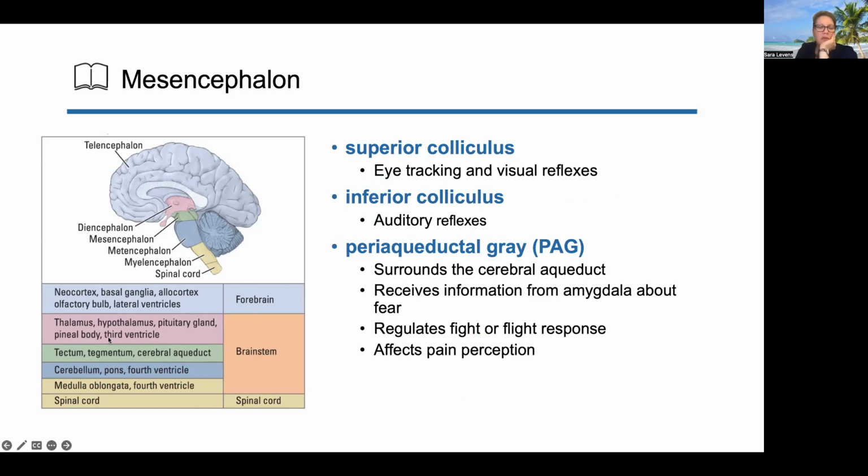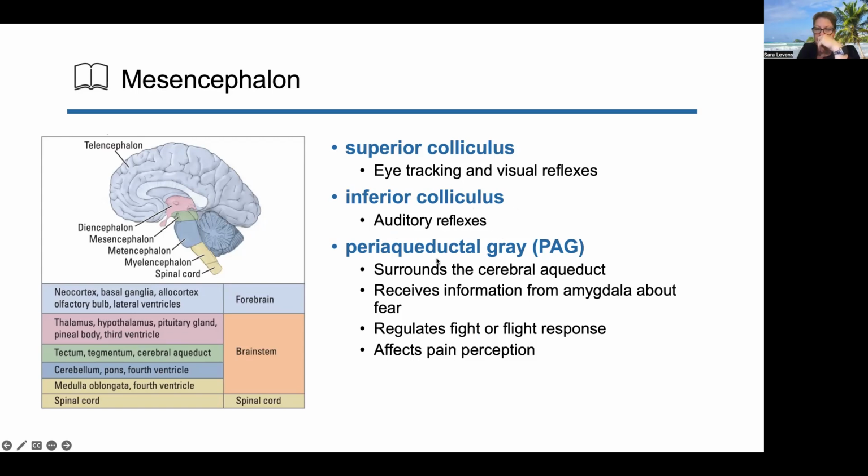Next, we're working our way through here, and we're on the mesencephalon, which is the green here. We see that this space, while not the tectum, the tegmentum, or the cerebral aqueduct, basically includes these spaces over here. So this includes the superior colliculus, which is used for eye tracking and visual reflexes, like moving suddenly to the side, squirrel, that kind of thing. And auditory reflexes would be the inferior colliculus.